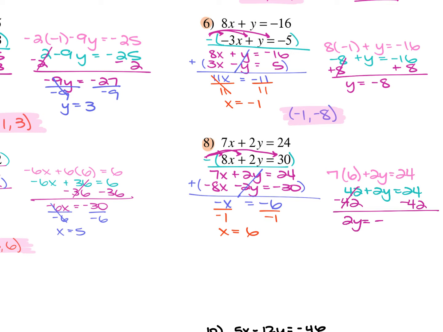42 minus 24, you got to turn that 2 into a 12. Then the 4 next to it becomes a 3. So 12 minus 4 is 8. 3 minus 2 is 1. So we have -2y is equal to -18. Divide each side by the 2 here, and you get that y is equal to -9. So if your x is 6, your y is -9. 6, -9 is your ordered pair. That is your answer.